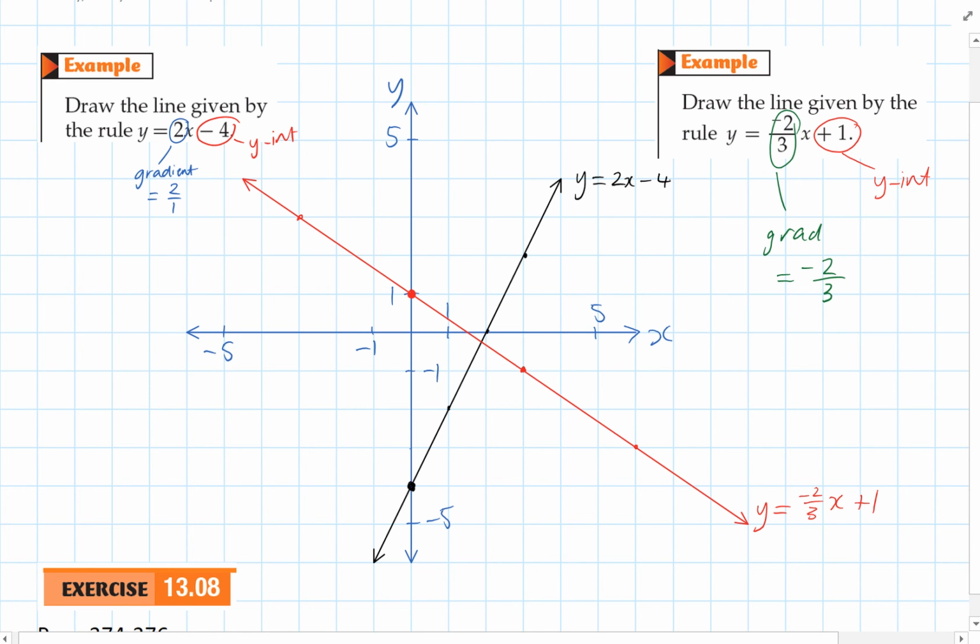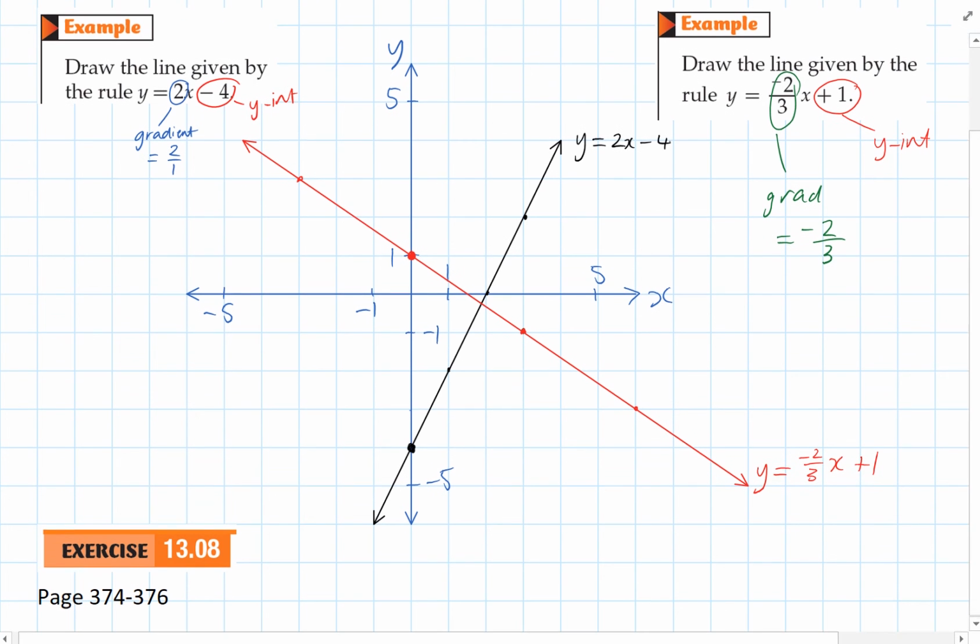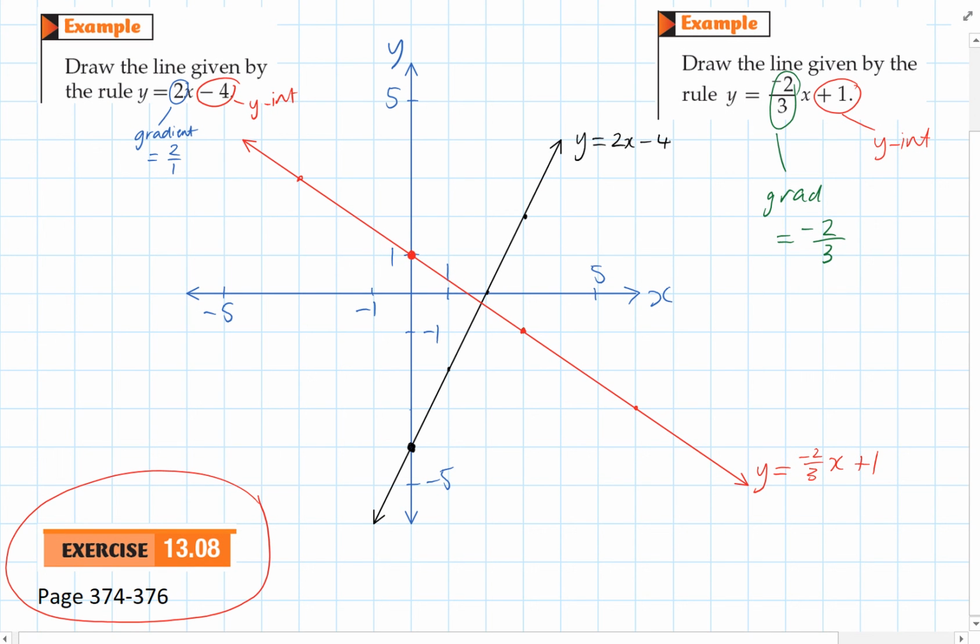So it's really quite simple. You do the y-intercept first and then the gradient after that. And you can see here I've put 2 lines on one graph. I think 3 on one graph is fine. So when you're doing exercise 13.08, make sure that you don't do too many lines on one graph. 3 on one graph is plenty.